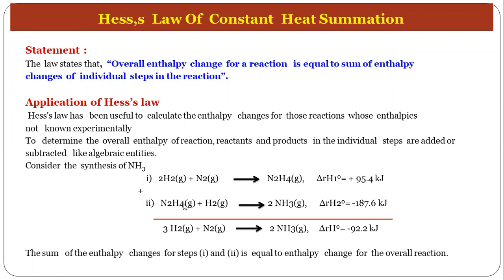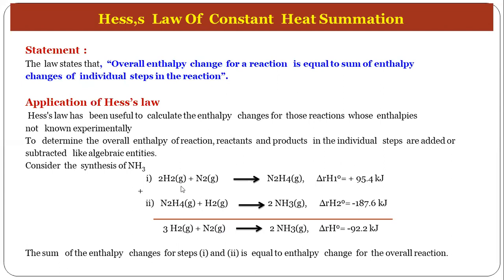In the second step, N2H4 again reacts with hydrogen and it gives twice NH3. Finally, we get here the ammonia molecule, and this enthalpy change is different. In this step, energy is released, the minus sign indicates this much energy is released, minus 187.6 kilojoule. So this is the enthalpy change in the first step, this is the enthalpy change in the second step, and this is the overall enthalpy.